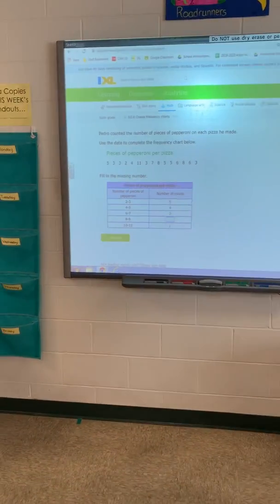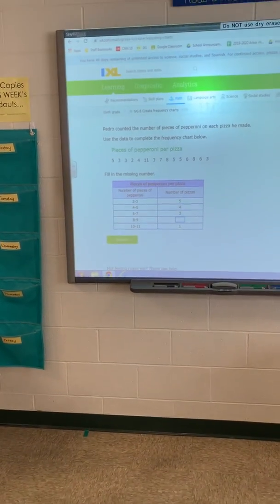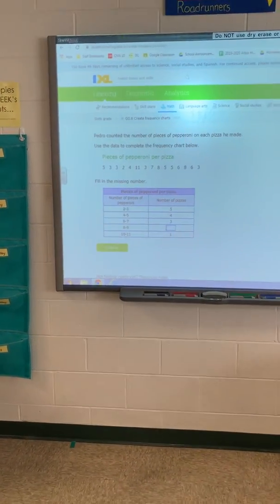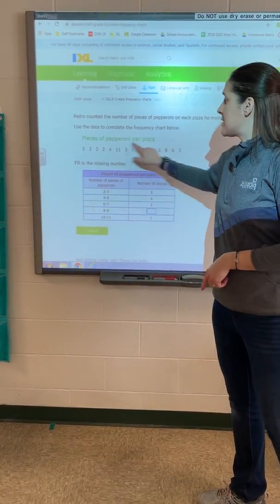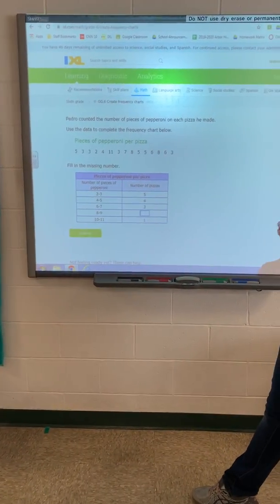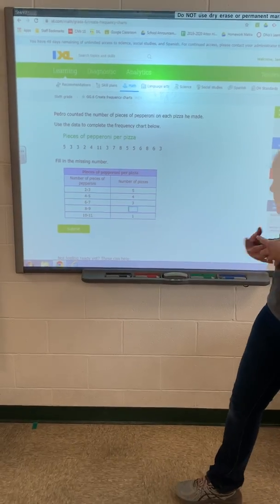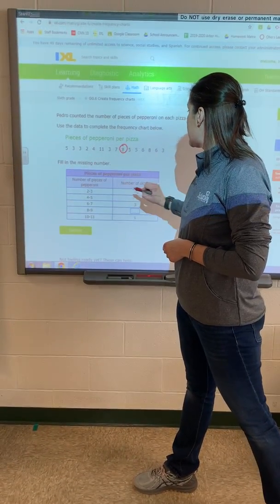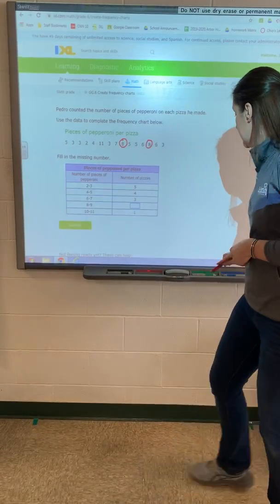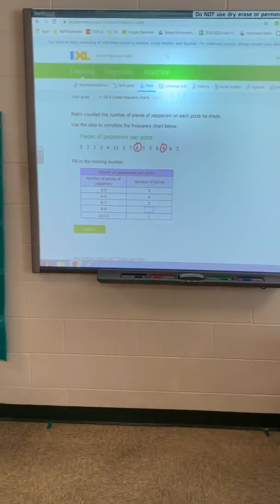For this one, I'm looking for the number of pieces of pepperoni between 8 and 9 and how many pizzas that would be. This time, the IXL did not give them to me in any particular order, so I have to be careful with my counting. 8 to 9, that would be this one and this one. There's only 2 of them.